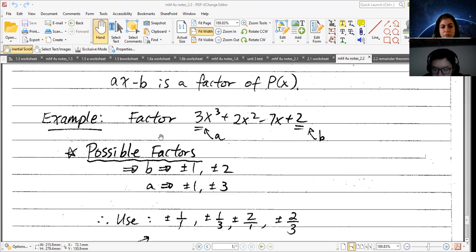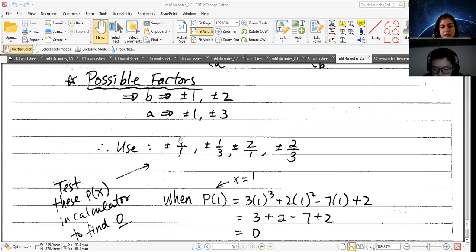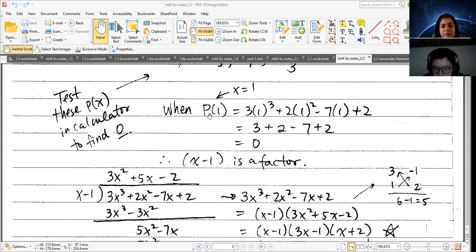So what we need to do, we take this one, which is 2. All possible factors of that are 1 and 2. And for 3, all possible are 1 and 3. So the guessing is going to be 1 over 1, 1 over 3, 2 over 1, 2 over 3. So these are the possible factors I need to check. Let's say I'm checking P1. So I get 0. So this is one possible factor. Again, if P1 is 0, then x minus 1 is going to be a factor.